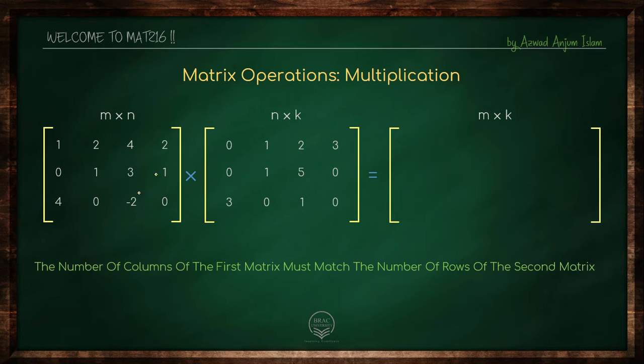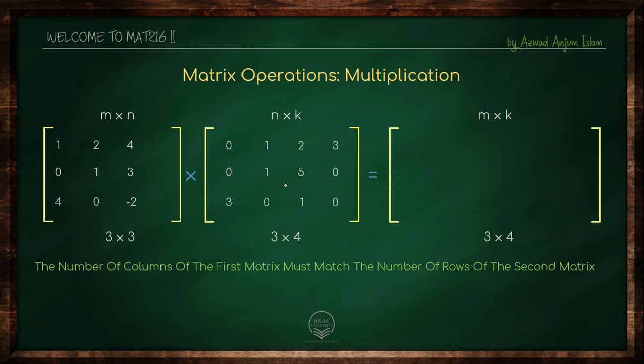Now we have 4 columns here, but we have only 3 rows. So we either have to add one more row here or eliminate one more column. So let's just get rid of this column. Now we have the compatible dimension, 3x3 with 3x4. If we multiply them, we get 3 into 4.